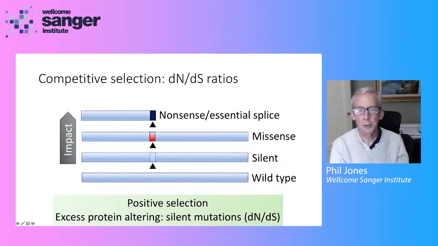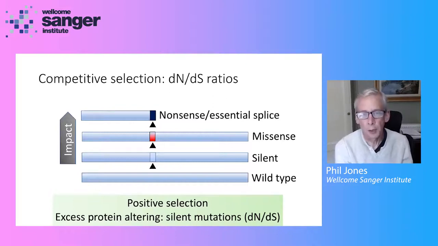As you'll know, a silent mutation almost always does nothing to protein function, but missense and nonsense or other protein truncating mutations have a major impact on the function of a protein. We can talk about positive selection as being when you have an excess of these protein altering mutations over silent mutations. So for a gene that doesn't alter cell behavior in this context, this dN/dS ratio will be 1.